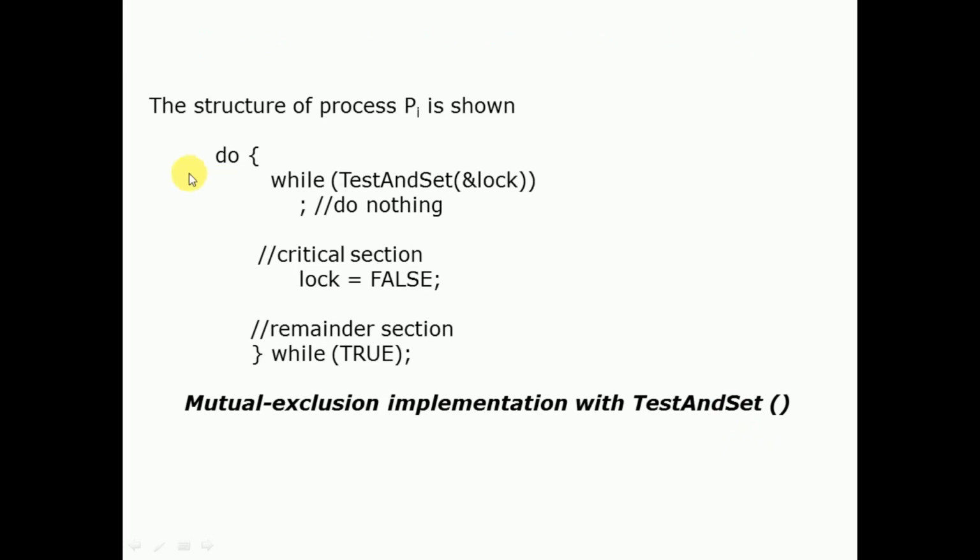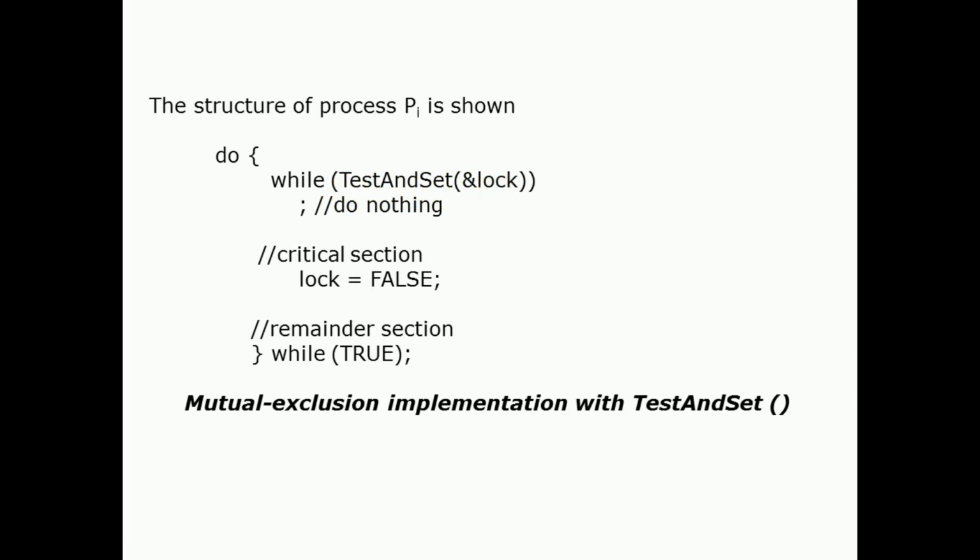Let us see how mutual exclusion is implemented via the test and set function. Here the process Pi will look like this. We have the do while loop, an infinite loop. In that, first we have one more while loop: while test and set of ampersand lock. When test and set of ampersand lock is true, meaning the lock is held by some other process, you cannot enter the critical section.